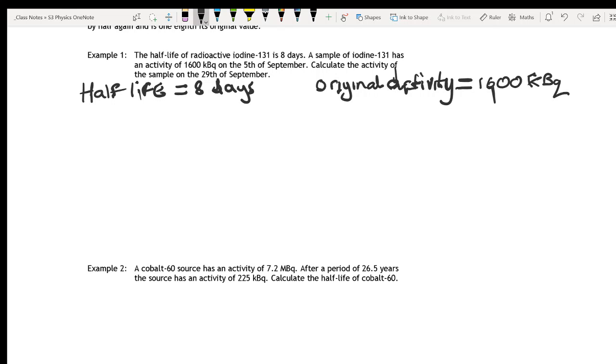1,600 kilobecquerels. Original activity, that should say. Okay, so we know that's on the 5th of September. We want to know what the activity will be on the 29th of September. So we need to know how many days have passed. Okay, so 5th of September to the 29th of September.